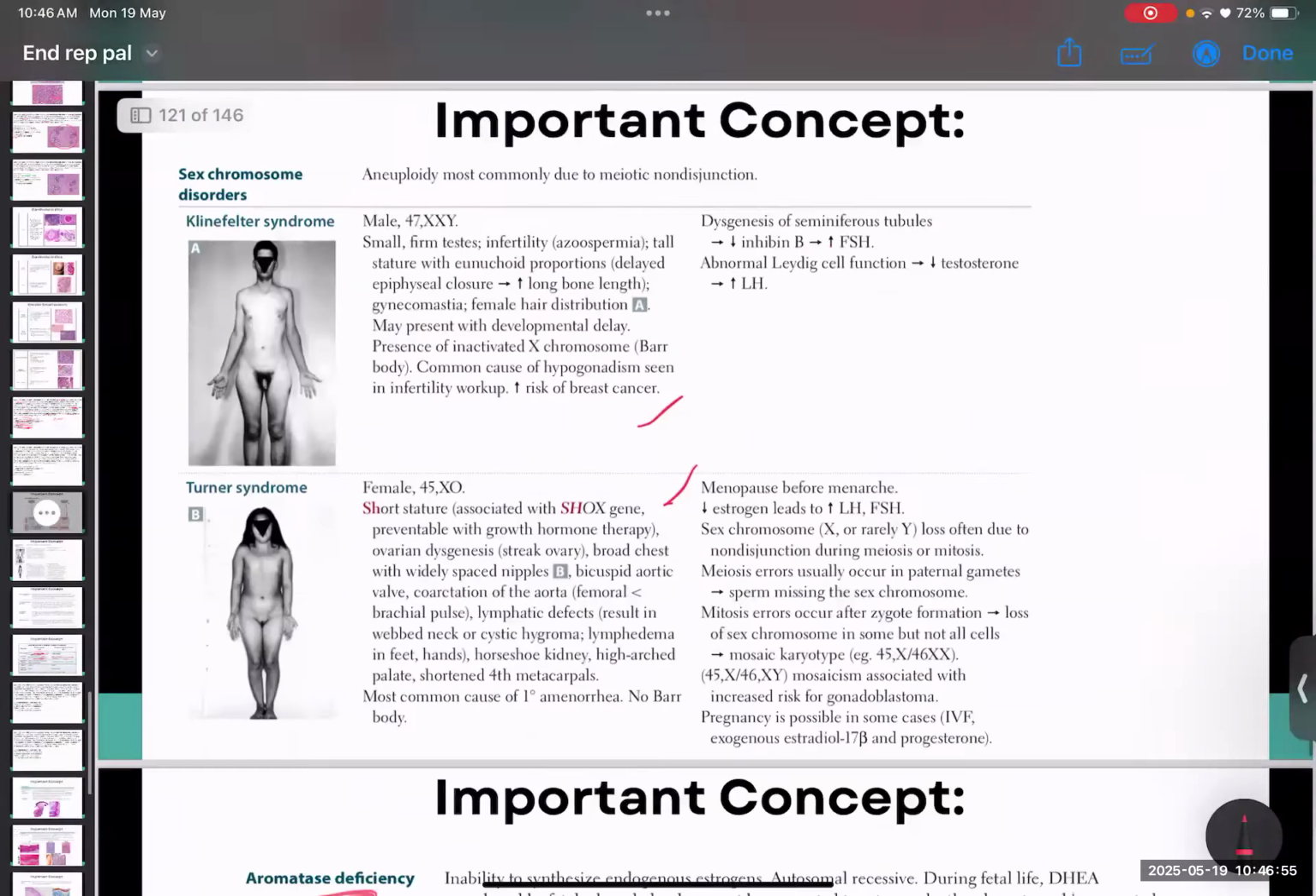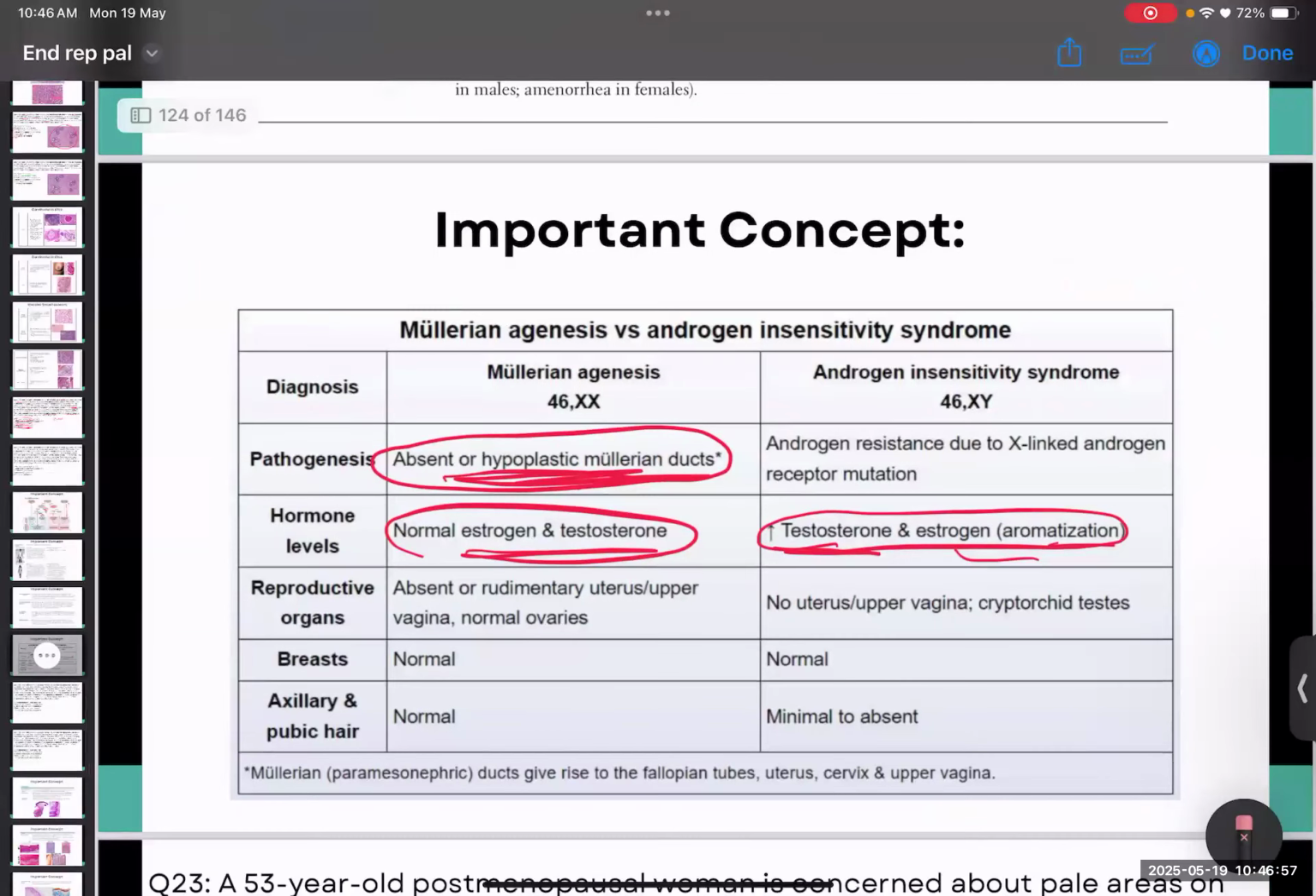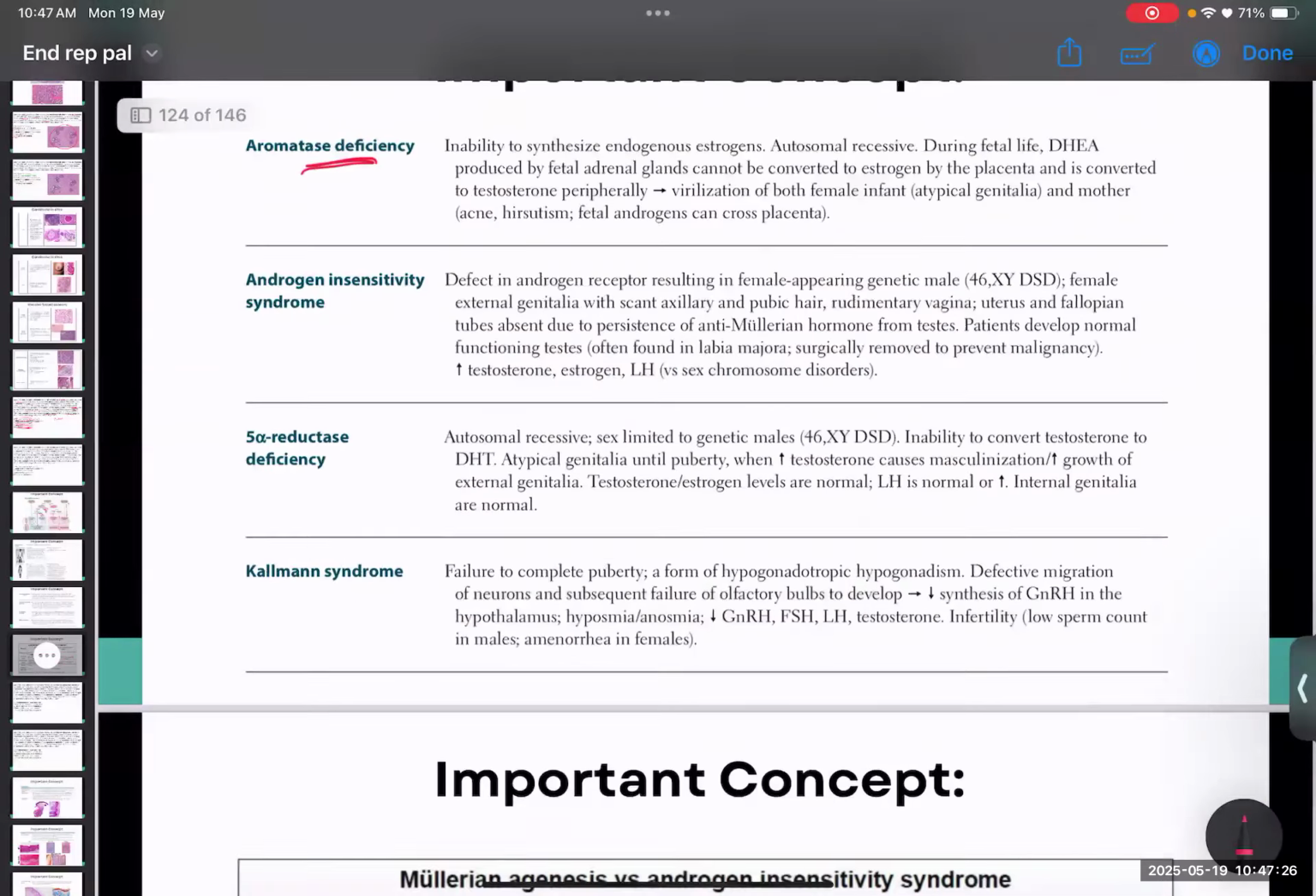Yeah, here. So testosterone and estrogen are pretty high in androgen insensitivity syndrome. Reproductive organs are absent in Mullerian agenesis, but you do have normal ovaries. And then you don't have uterus or vagina here. You just have cryptorchid testes, and breasts are normal in both these scenarios. Secondary sexual characteristics are pretty much normal in Mullerian agenesis, but in androgen insensitivity syndrome, they're minimal to absent, mainly because you don't have receptors responding to that androgen.